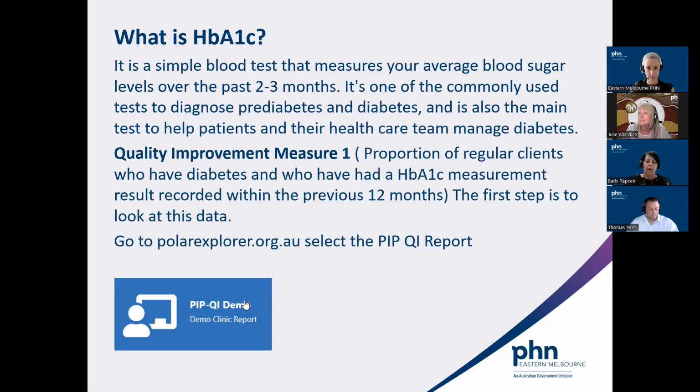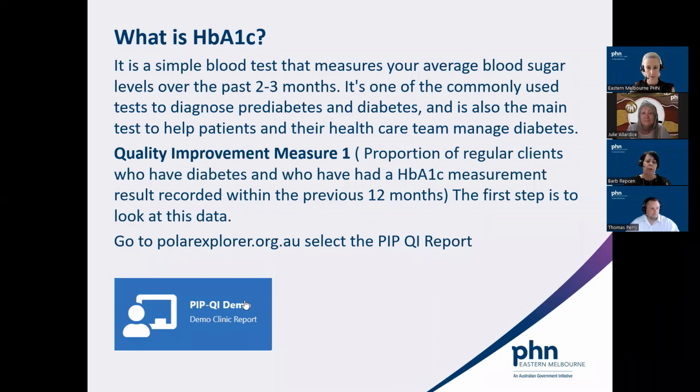And this is also one of the PIP QI measures that was set by the Department of Health a few years back when the PIP QI started. It's quality improvement measure 1, which is the proportion of regular clients, you will all know them as RACGP active patients, who have diabetes and who have a HbA1c measurement recorded within the past 12 months.